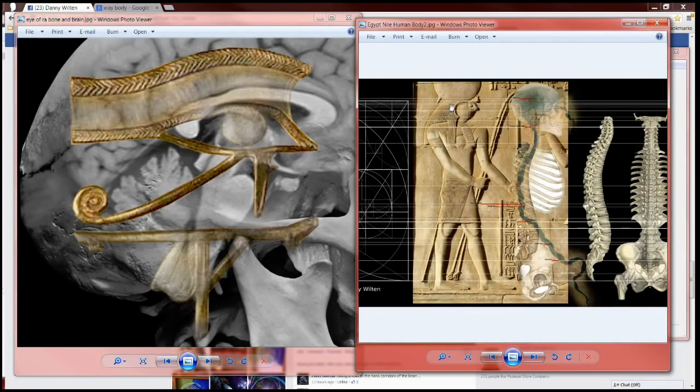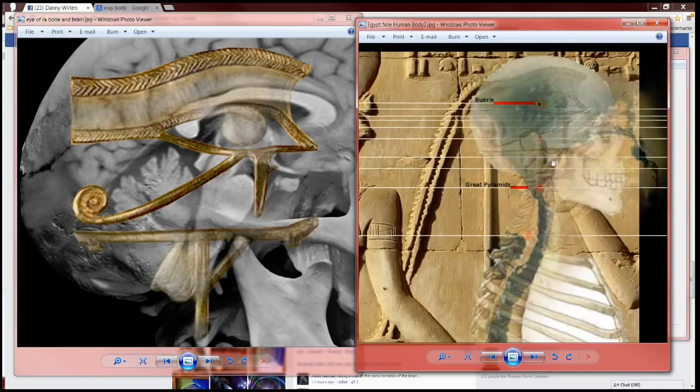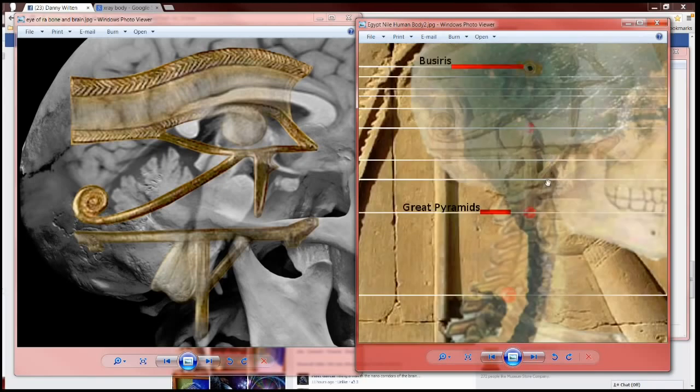Now, do you remember this little scene that you see right here, and you see this particular hieroglyph in the background?